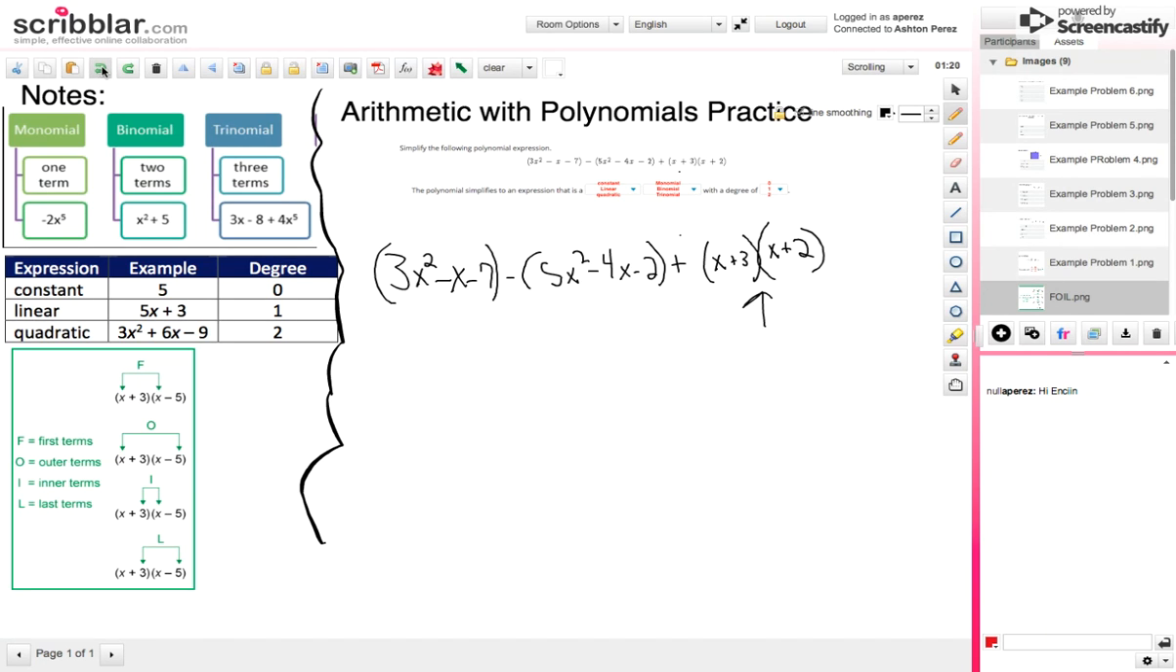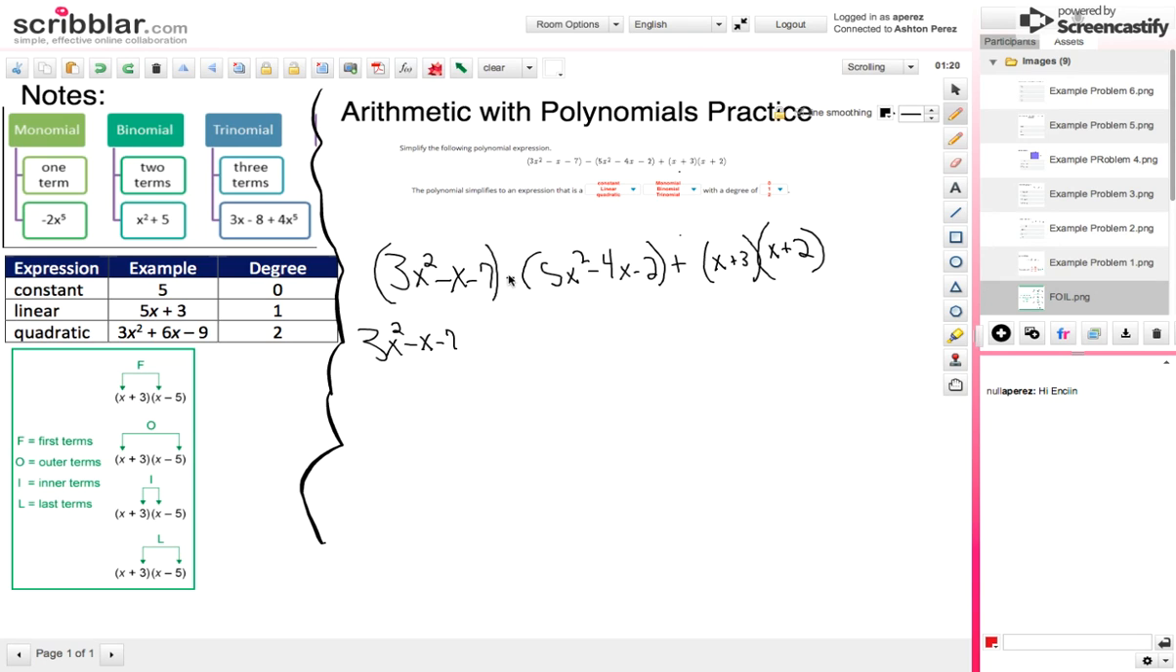So let's get started. Okay, so this first term can just drop down. There's no negative on the left-hand side. There's not a negative here, so there's nothing we need to do. All the terms stay the same. So this is just 3x squared minus x minus 7.